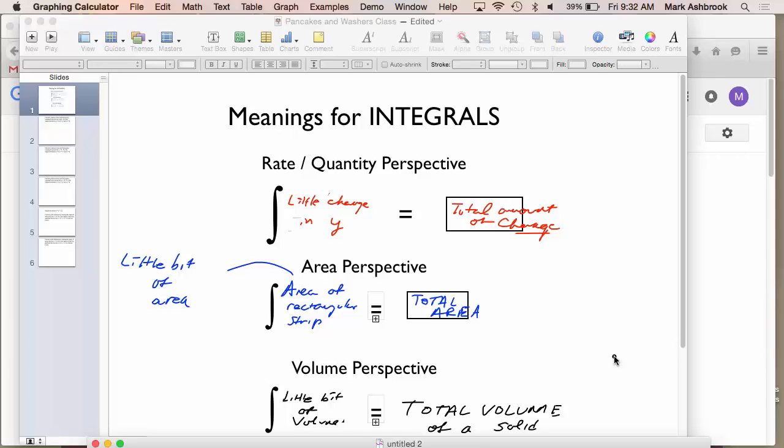Now, a little bit of volume can be different things. But the solids that we're going to be finding the total volume of are ones where we start with a region, like we did with these areas, and then we take that region and revolve it around something. When you revolve a region around something, you get a solid, and that's what we're going to start with. Okay? So let's look at our first example here.